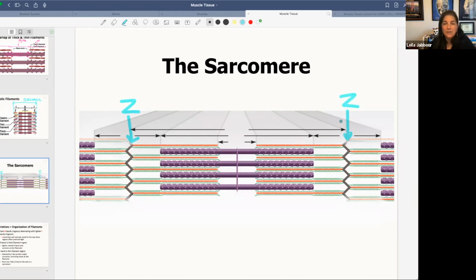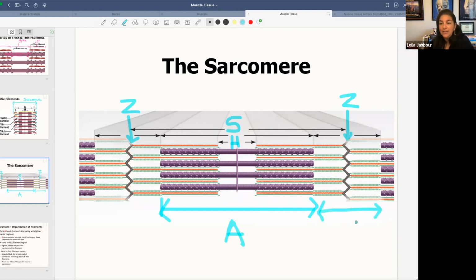And here you have the H band. This is the sarcomere. The area between the two ends of the thick filament is called the A band, for anisotropic. Actually, it's going to come up in the next slide. And then the area where you only have thin filaments is called the I band.